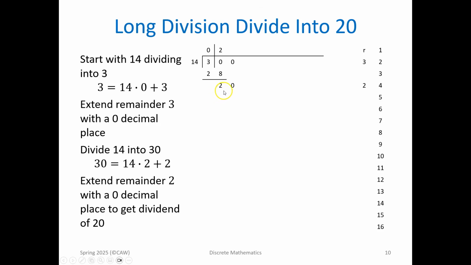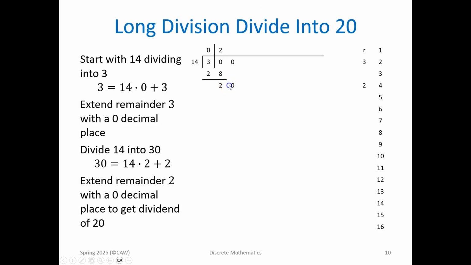Until we get a remainder of 0, we keep working. And in many cases, we'll never get a remainder of 0. And that's where we get these repeating quotient strings. Well, anyway, we put a 0 on here. We extend with a 0 up in the quotient, the dividend line. And we extend the remainder with a 0. So we have a 20 now.